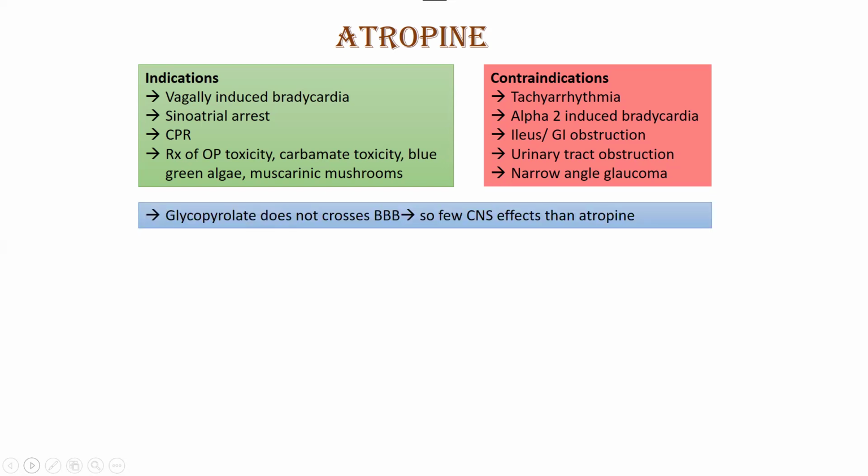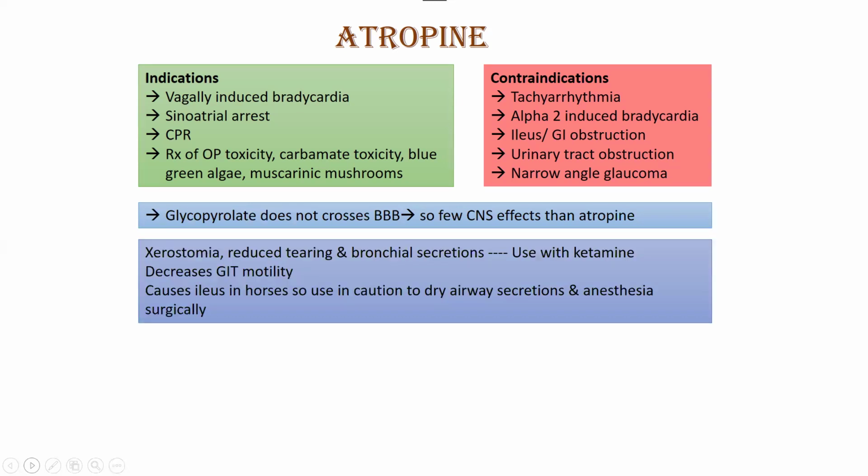We know glycopyrrolate is also an anticholinergic, belonging to the same drug class as atropine. So these are like sibling drugs, you can say. But the difference between glycopyrrolate as compared to atropine is that it does not cross the blood-brain barrier. So glycopyrrolate is going to have less CNS effects, and atropine is going to have more CNS effects.